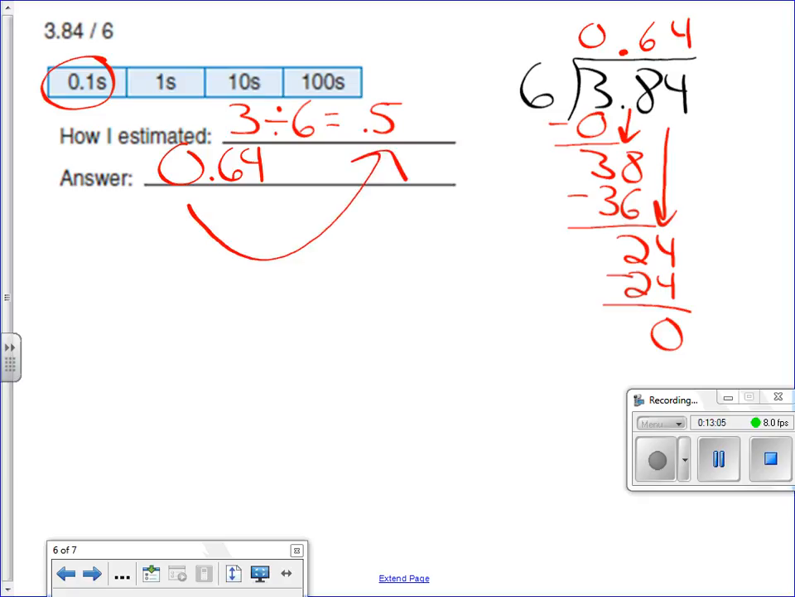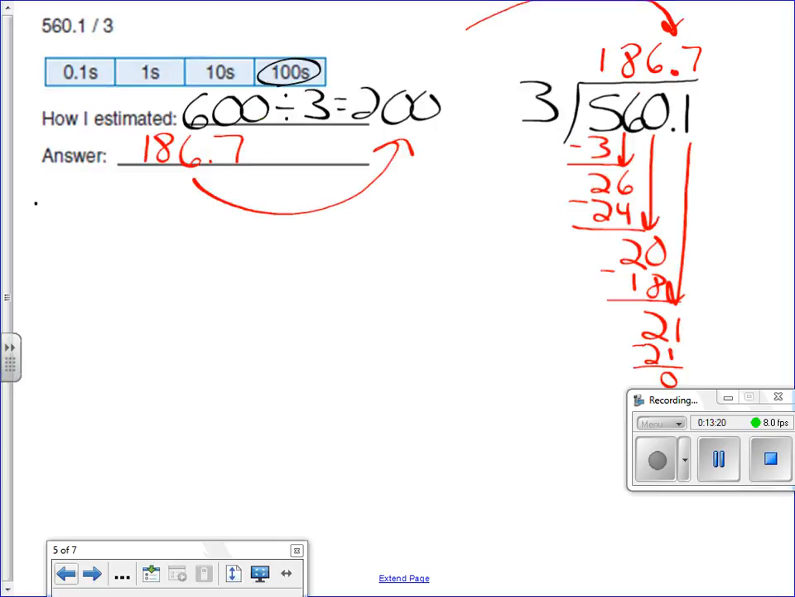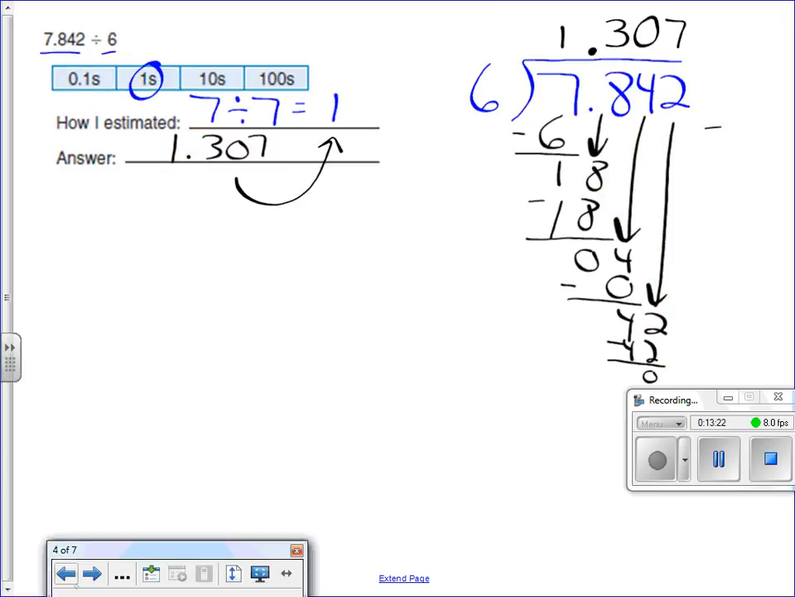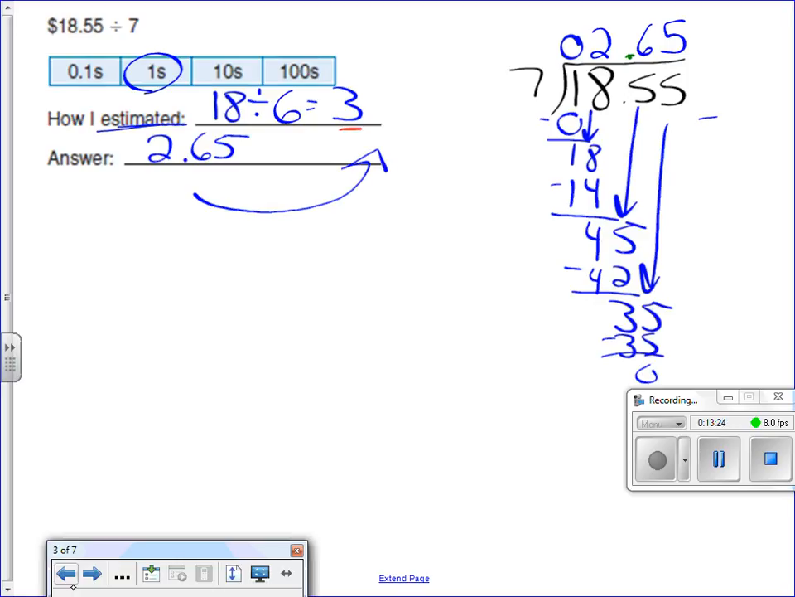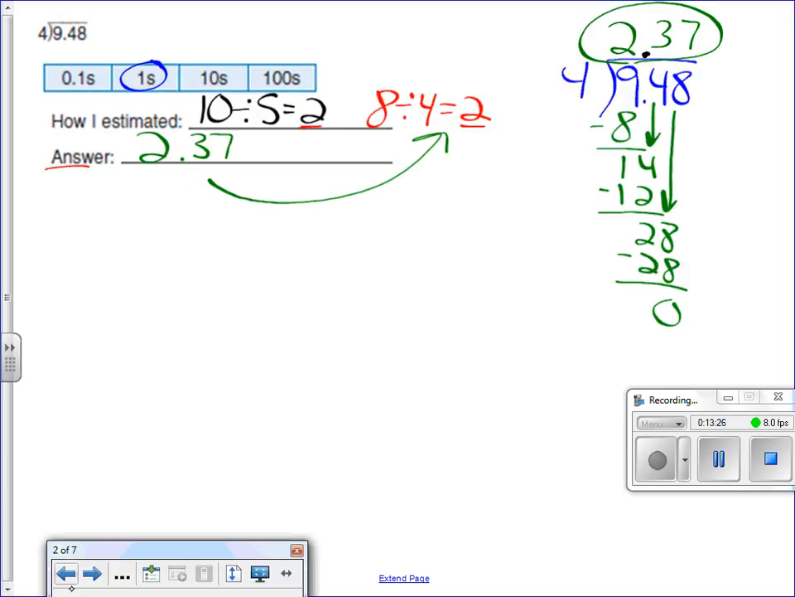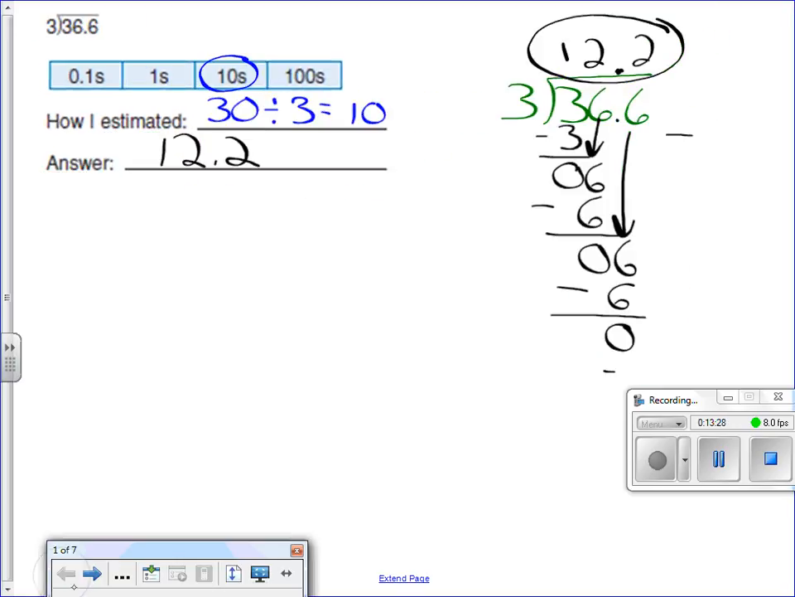Now, before I conclude this lesson, I want you guys to remember, when you're estimating your division problems, make sure you're rounding each number so it's basic math. So it's nice and easy for you to do mentally. 3 divided by 6, nice and easy. 600 divided by 3, you can do that mentally. 7 divided by 7, you can do it mentally. 18 divided by 6, you can do it mentally. 10 divided by 5, do it mentally. 30 divided by 3, you can do it mentally.